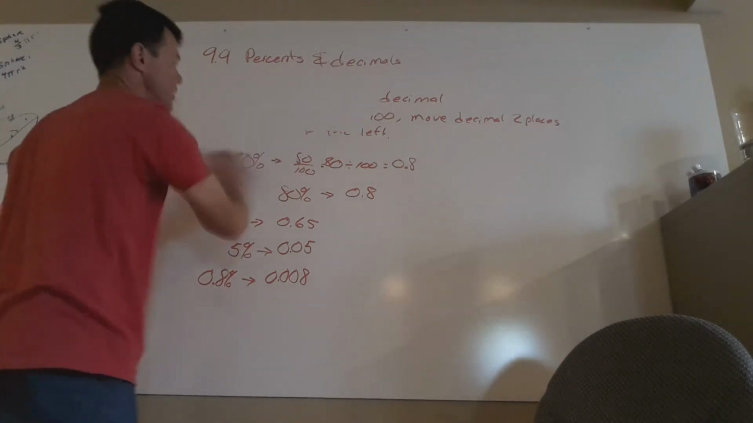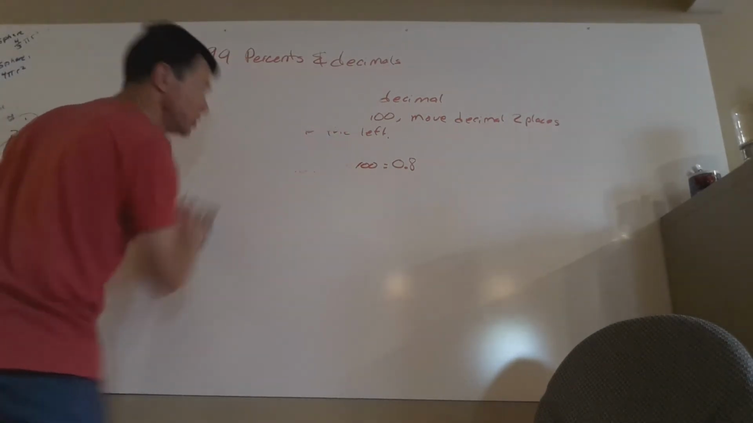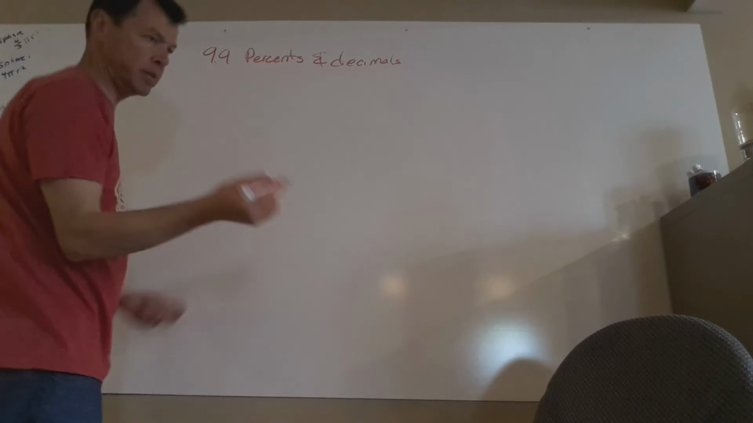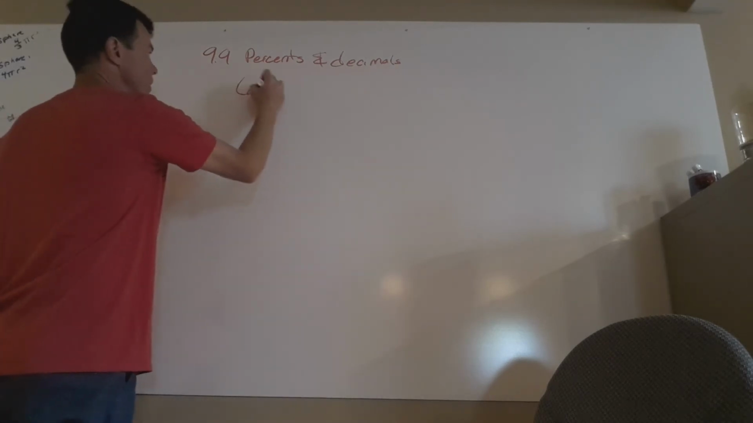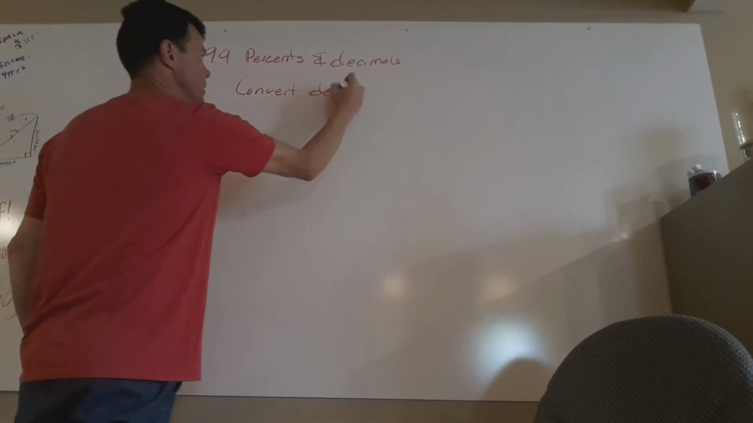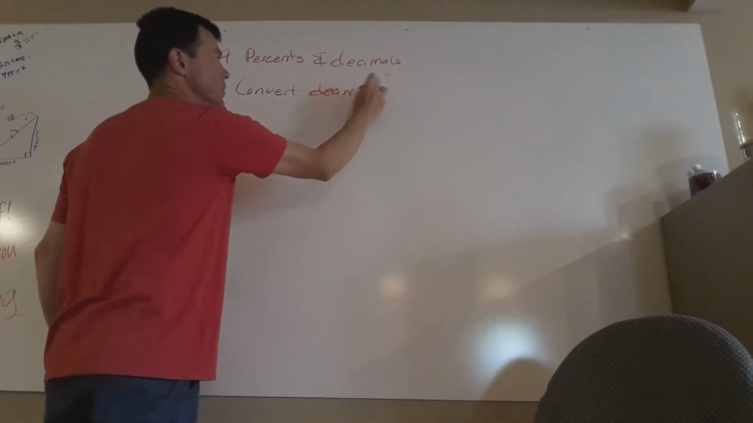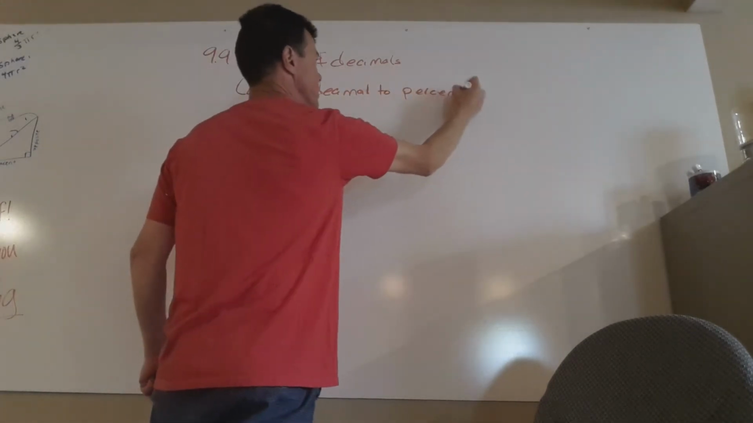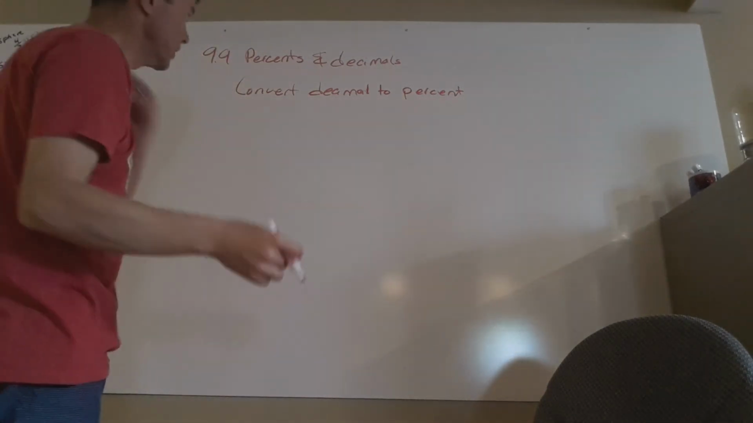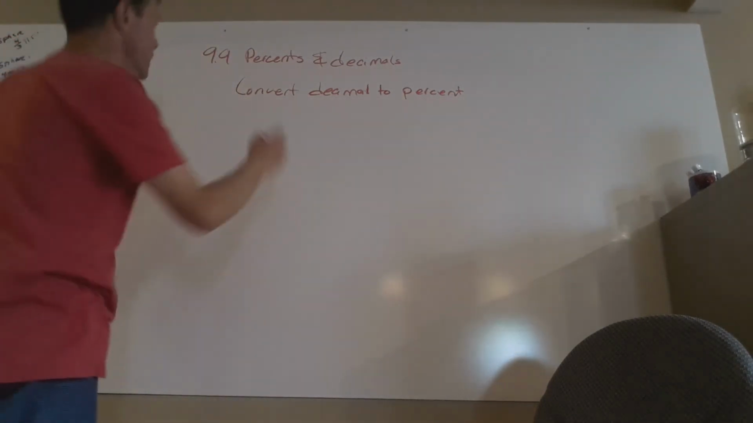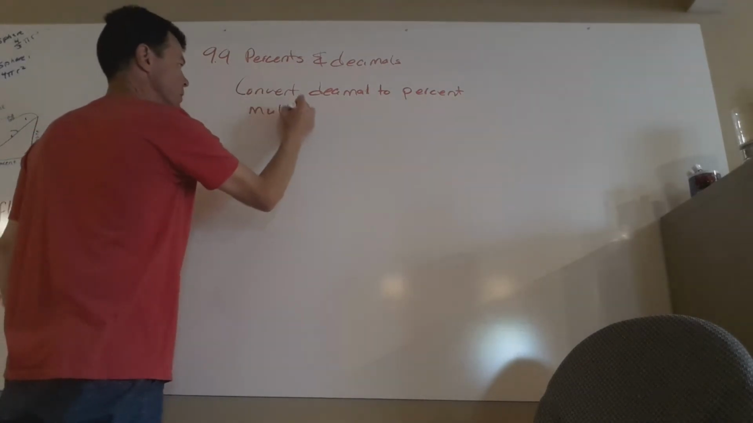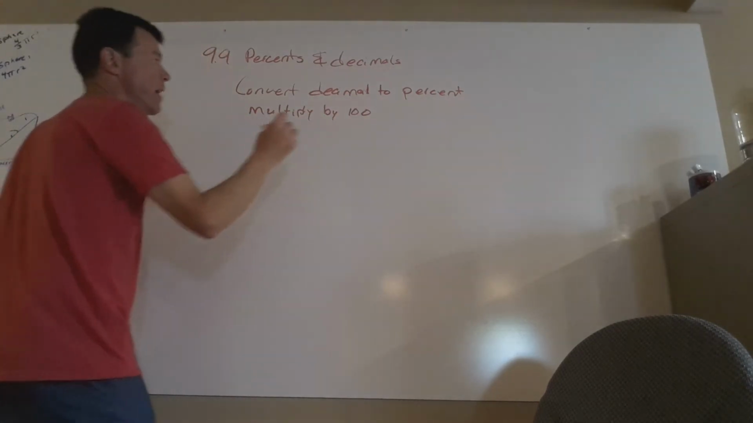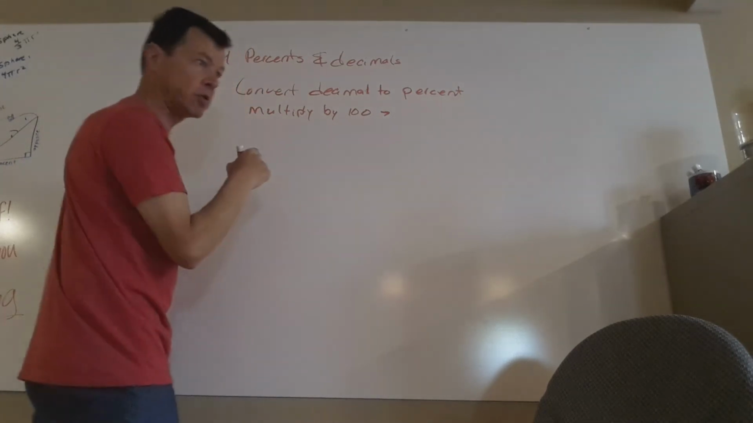Then the other part of this is converting a decimal number to a percent. And we actually did some of that from the last time. Convert decimal to percent. And again, percent's always out of 100. So take the decimal number and you multiply it by 100. Multiply by 100. And essentially that is moving the decimal 2 spaces to the right.